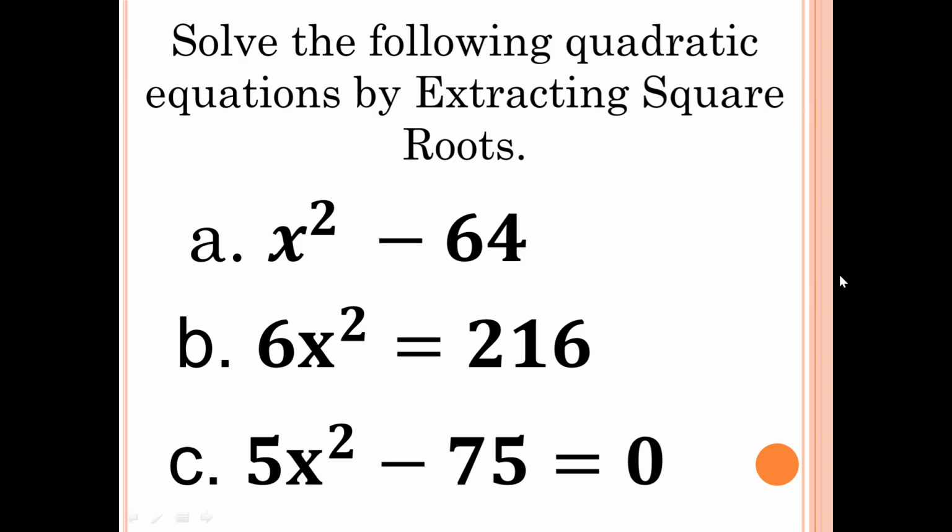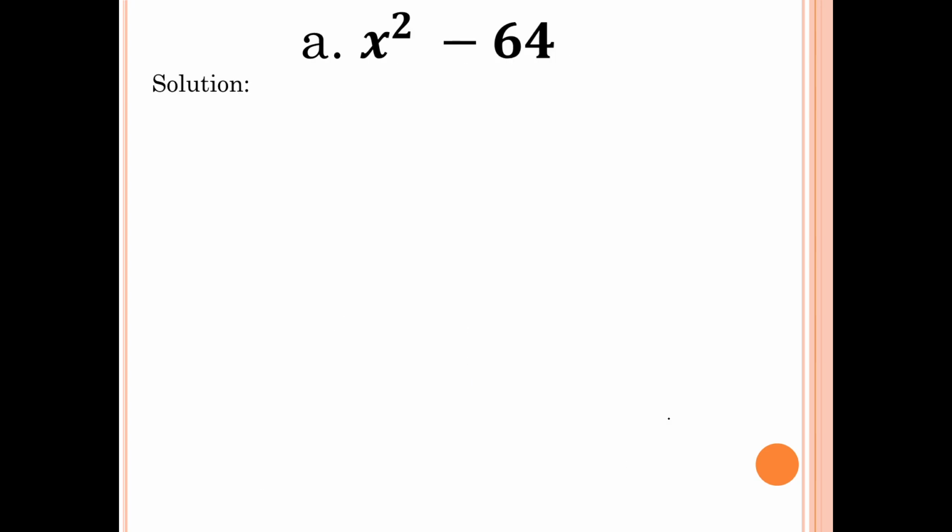Solve the following quadratic equations by extracting the square roots. Okay, so we have here 3 examples, so we will solve that one by one. So for letter A, we have x squared minus 64.